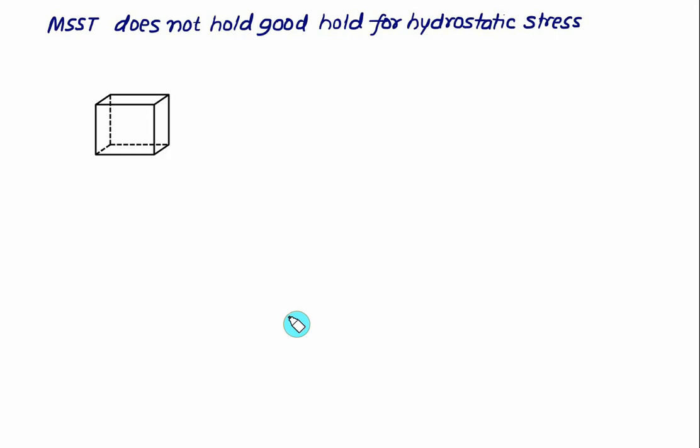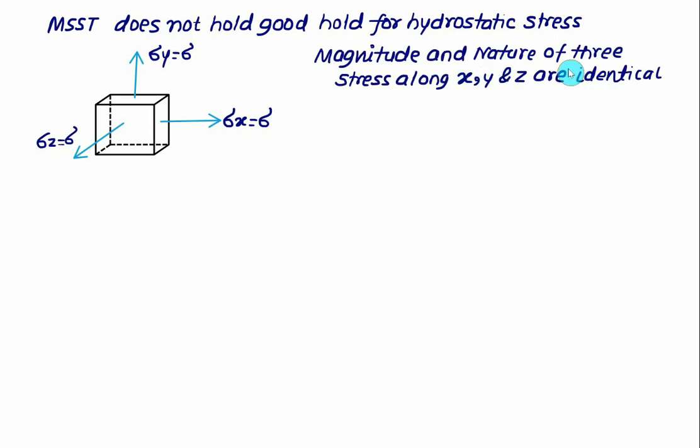And one last fact about the maximum shear stress theory. This theory does not hold good for hydrostatic stress. Hydrostatic stress means that the stress acting on the three-dimensional element is equal in magnitude in all directions. Either it can be compressive in nature or tensile in nature. This time the value of sigma x is equal to sigma, the value of sigma y is also equal to sigma, and sigma z is also equal to sigma. So when the magnitude and the nature of the three stresses along x, y, z are identical, then it is called hydrostatic stress.